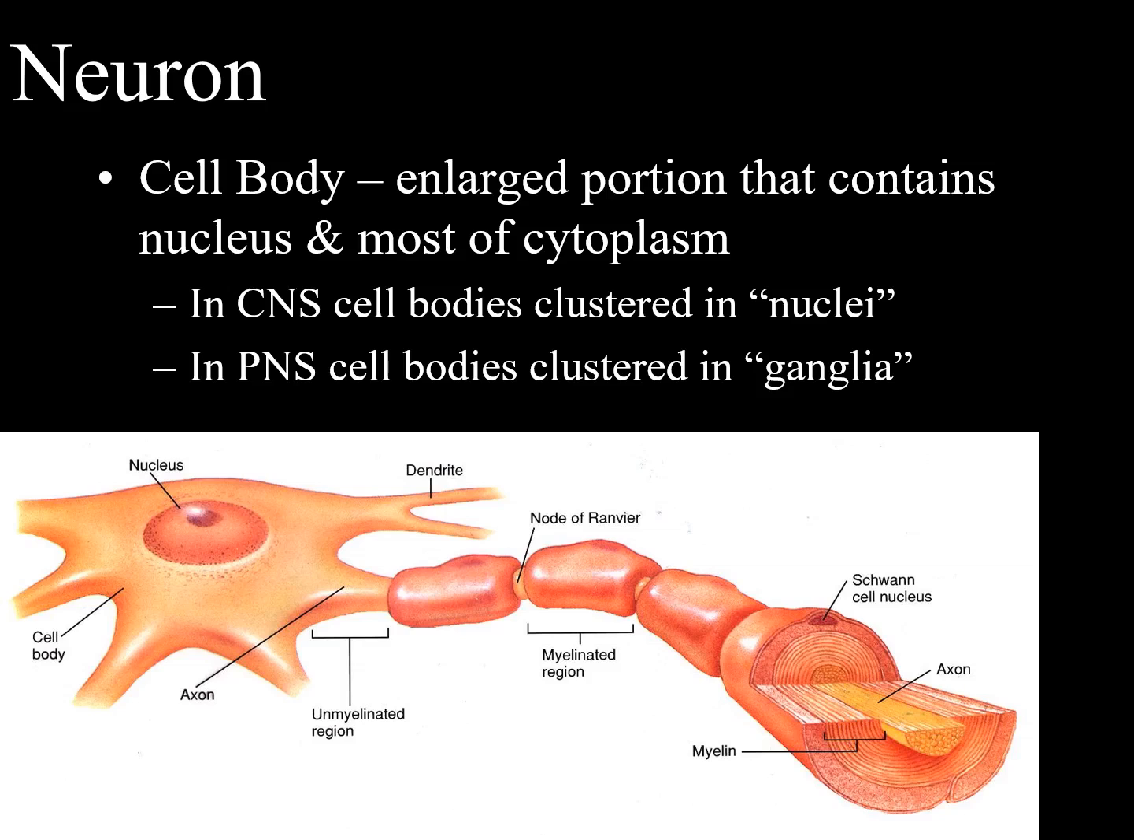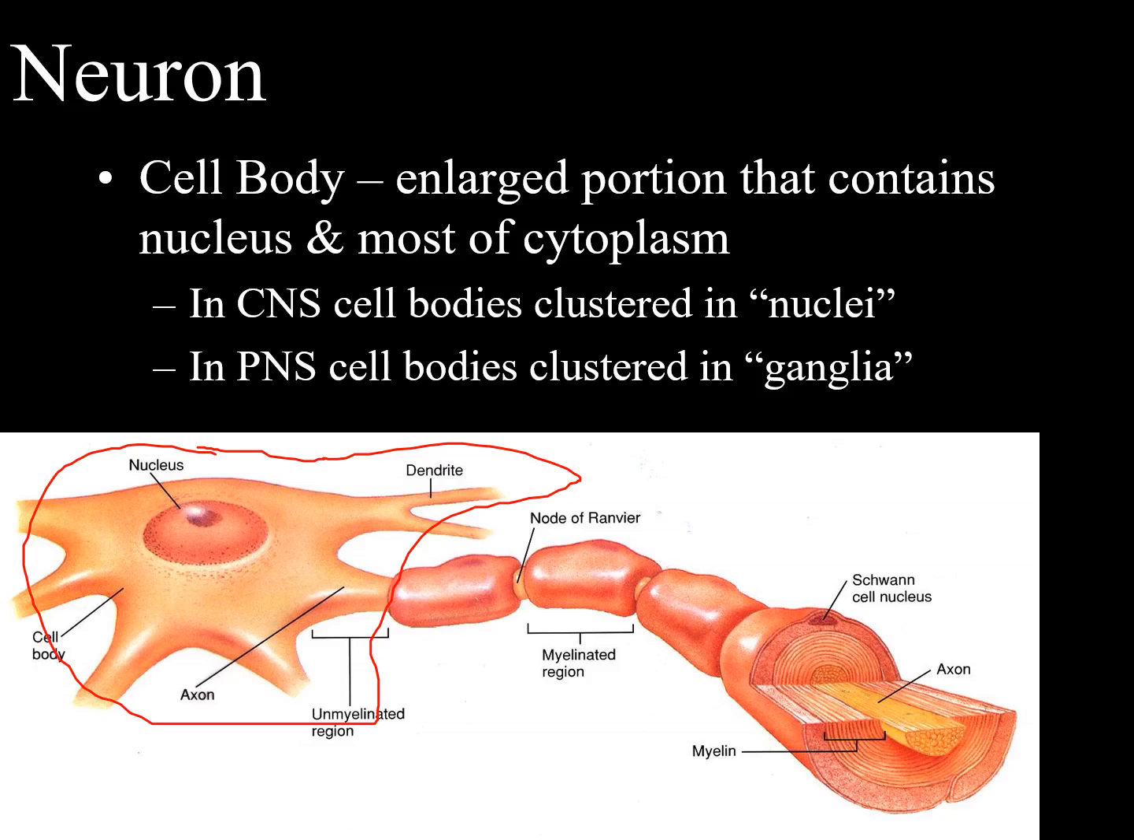So this is a basic drawing of a neuron. The cell body is the large part of the cell back here. It's where the nucleus is. Most of the cytoplasm is there. CNS is an abbreviation for central nervous system. So in the central nervous system, the neuron cell bodies are clustered together in groups called nuclei.